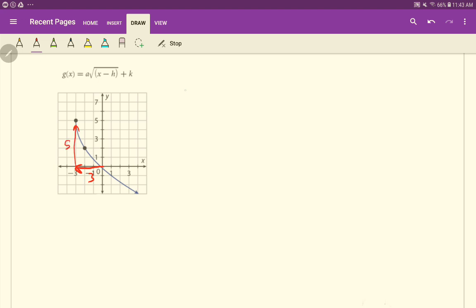So g of x then, we'll leave that A, we'll figure that out in a little bit, to shift left 3, we're going to have x what? Minus 3. Whoops, no, left 3 is plus 3. There we go. And then to shift up 5, we're going to add 5 at the end there. Okay, and so that gives us our shift. We still got to figure out the A.